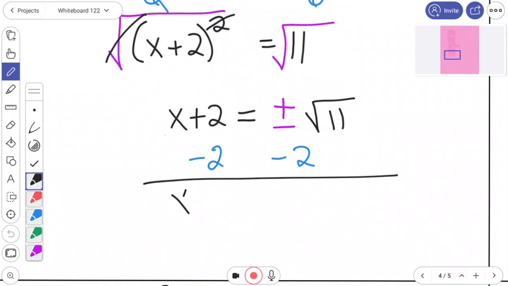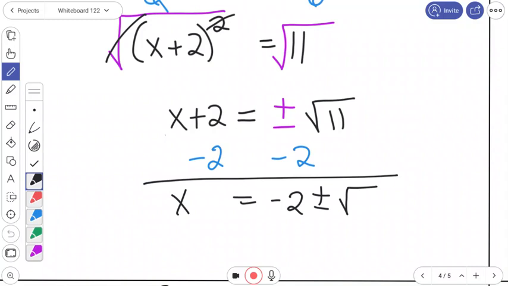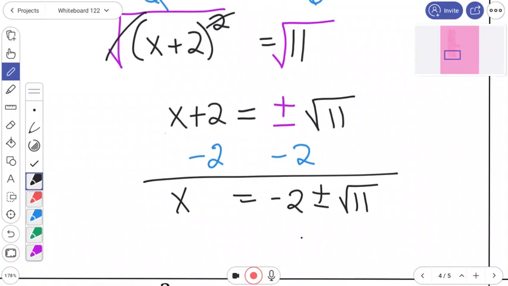And we have x equals. Now this minus 2 and the square root of 11, we cannot combine those together because one's a square root and one isn't. So I'm just going to leave them separated. We have a -2 plus or minus the square root of 11. And it's usually easiest to always put the plus or minus symbol at the back of your answer. That's why we put our -2 in front and then plus or minus the square root of 11.